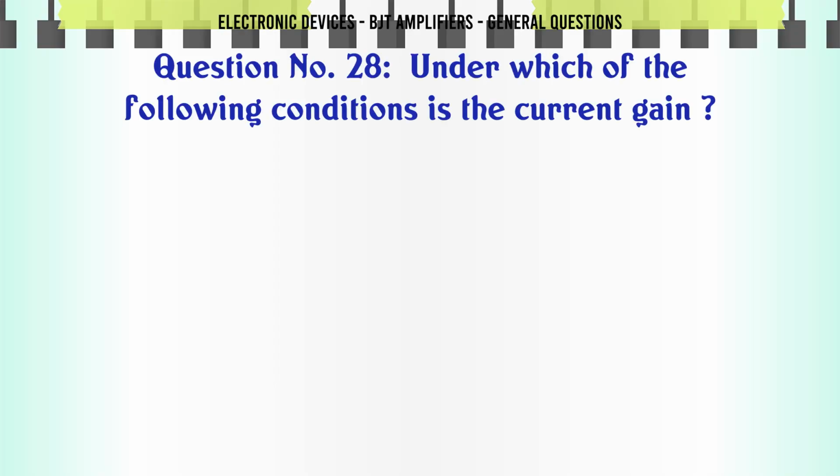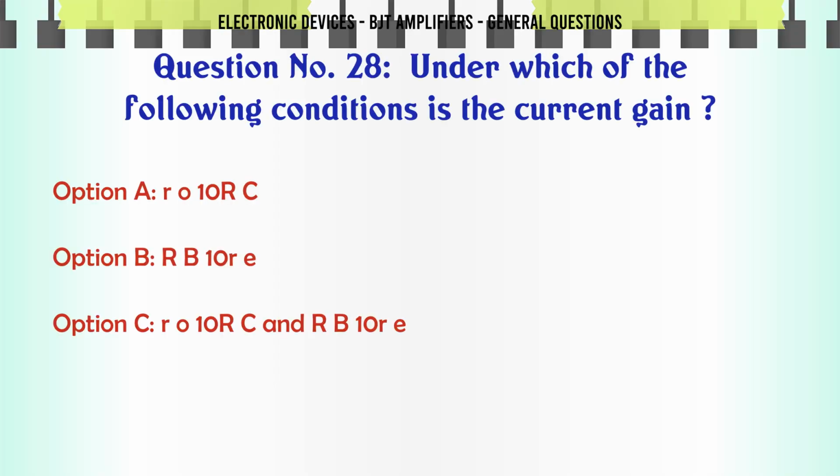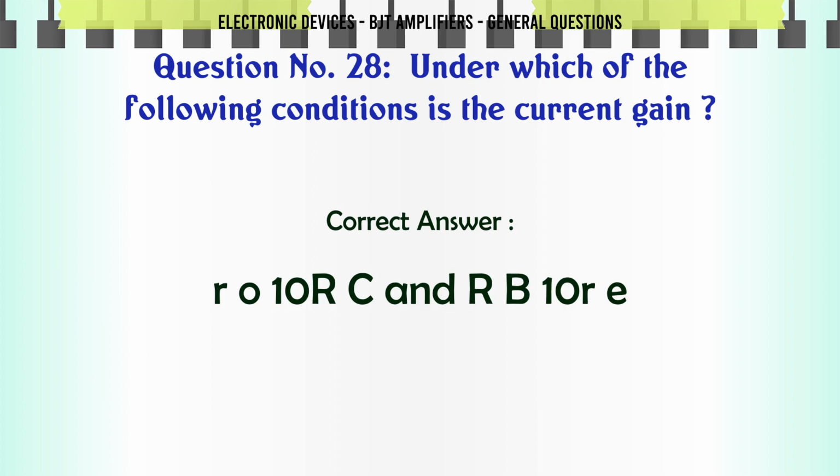Under which of the following conditions is the current gain? A. RO ≥ 10RC. B. RB ≥ 10RE. C. RO ≥ 10RC and RB ≥ 10RE. D. None of the above. The correct answer is RO ≥ 10RC and RB ≥ 10RE.